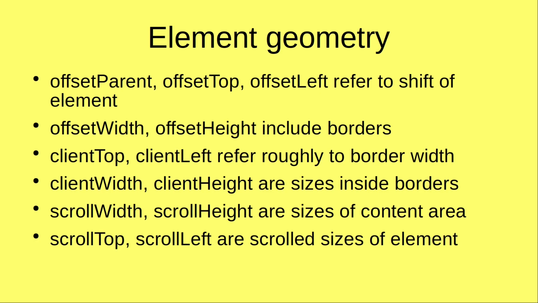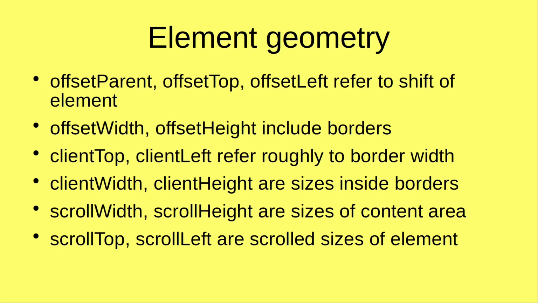And then the next things to talk about are the offsetWidth and the offsetHeight. They will include the borders, and we will talk about it later on. And the clientTop and the clientLeft, both of these measurements would refer roughly to the border width. And then we will talk about the clientWidth and the clientHeight. They are just the sizes inside the borders.